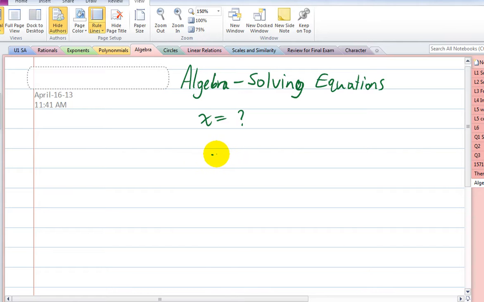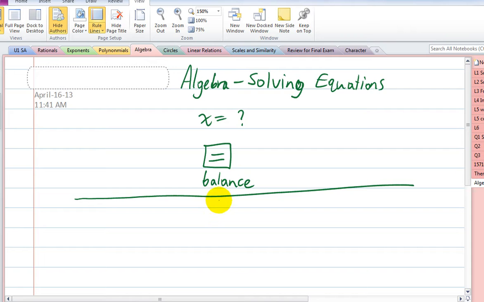The equal sign is very important. It's like the middle of a balance. You want to keep the equation balanced, or keep it equal. Here's your balance, like a teeter-totter, and there's your fulcrum in the middle, balancing on this little triangle. Now this can be balanced, but if you make a change on one side, like add, subtract, multiply, or divide, then you need to do the same change on the other side.